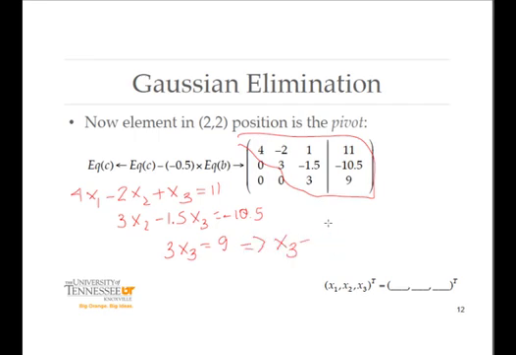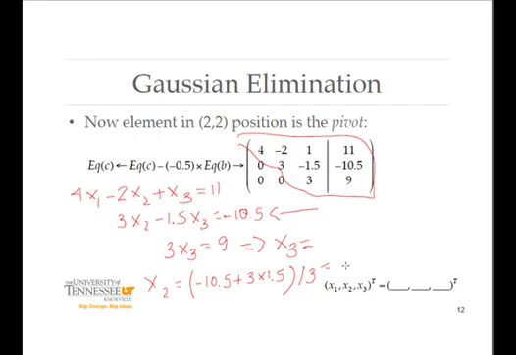Plug that into the equation here at the middle right. Solve for x2. Well, we could do that real quickly. x2 is going to be negative 10.5 plus 3 times 1.5, quantity divided by 3, and that will give us negative 2.